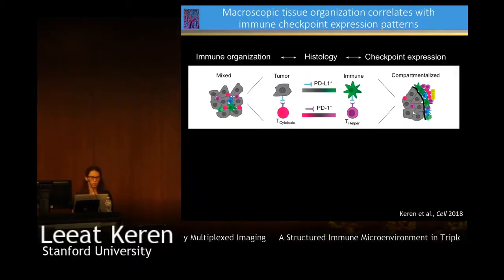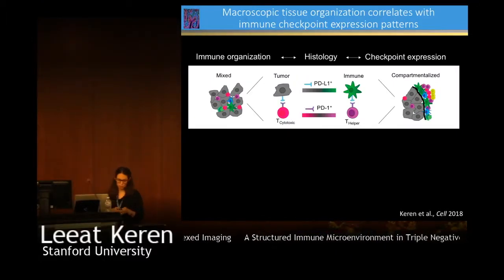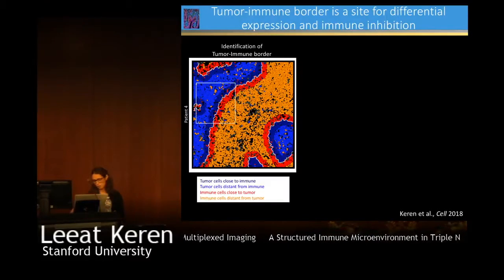And so we could put all this together into this model where we can connect immune organization, histology, and checkpoint expression, where we find these two different architectures, both of them involving immune cells, the mixed architecture and the compartmentalized architecture. The mixed architecture will have the PD-1, PD-L1 pathway activated between tumor cells and cytotoxic T cells, whereas the compartmentalized structure will have the same pathway, PD-1, PD-L1, only this time it's between immune cells and T helper cells. And so I was very interested in this compartmentalized phenotype that we found. So what is blocking these immune cells from entering into the tumors?